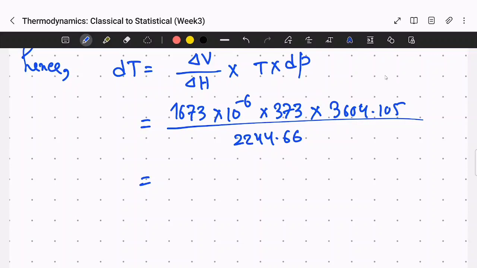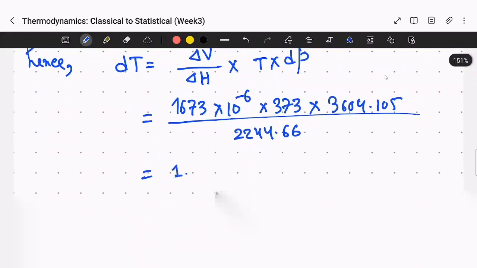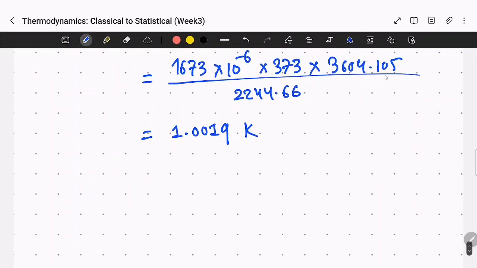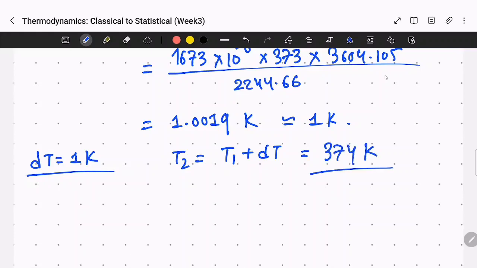So if you calculate it, what we will have is 1673 into 373 into 3604.105 divided by 2244.66, this one into 10 to the power minus 6. So it is 1.0019 Kelvin. So approximately you can write it as 1 Kelvin. So this will be the dT. That means T2 will be T1 plus dT. So T1 was 373, so T2 will be 374.